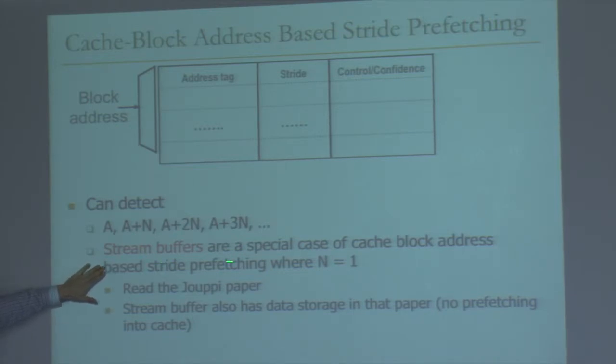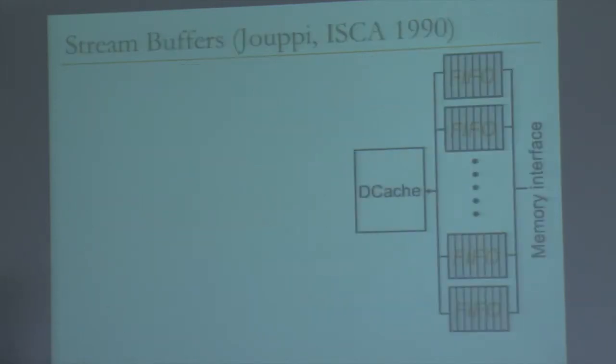So stream buffers are a special case of the cache block address-based stride prefetching, where n is equal to 1. Basically, here you can have arbitrary strides, but people have proposed what is called stream buffers that just do streaming. You always prefetch the next cache block. I have assigned a paper. You're not actually required to read it, but I'll give you the idea of stream buffers.